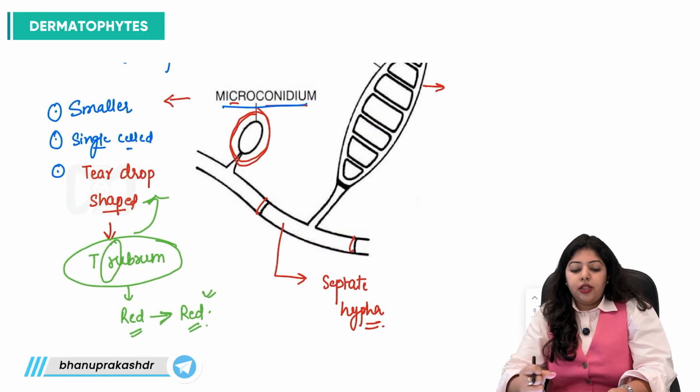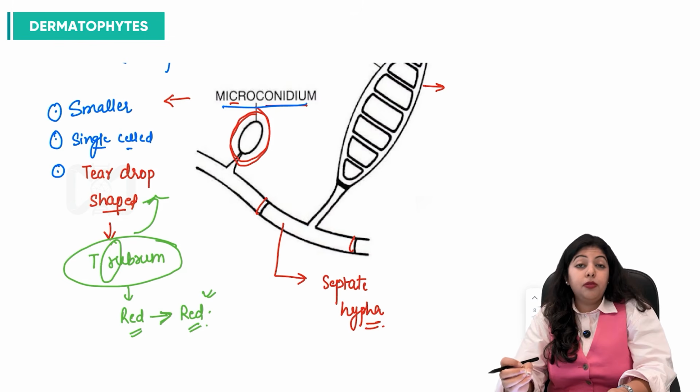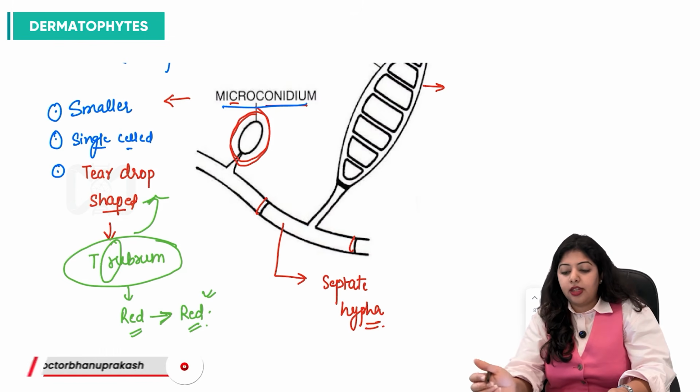So microconidia are going to be single celled, they are smaller in size, their shapes can vary, and there can be few microconidia, there can be abundant microconidia. We'll see that in a later section.